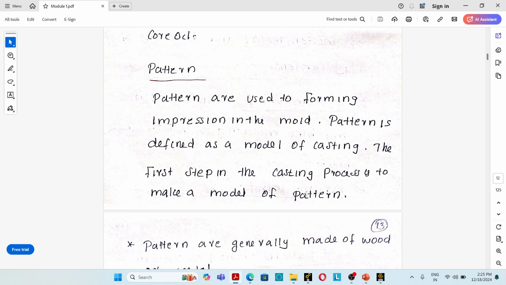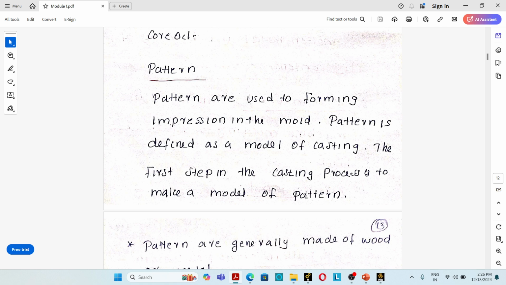So we are going to the next topic. This is a very important topic, that is patterns. In this section, you have to understand the different types of patterns used for sand casting, and also what is meant by pattern elements and what are the different materials used for making patterns.